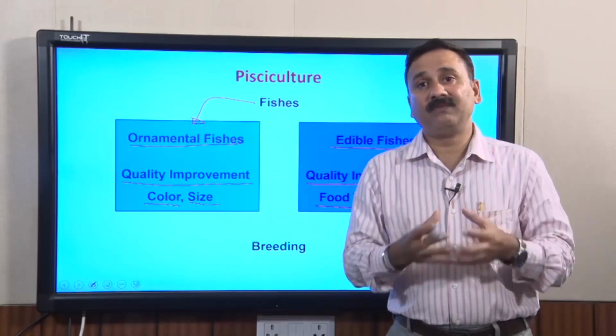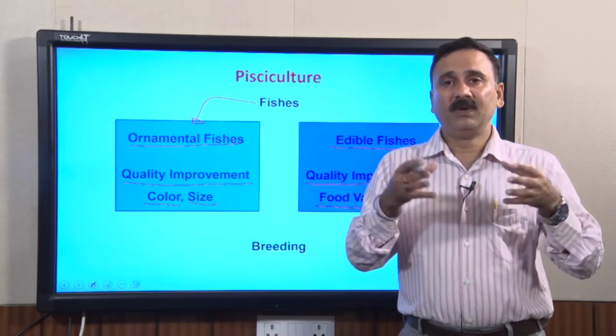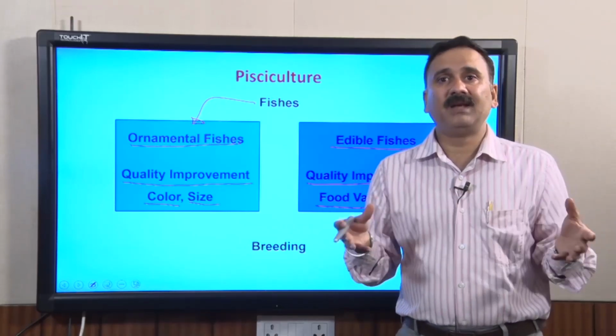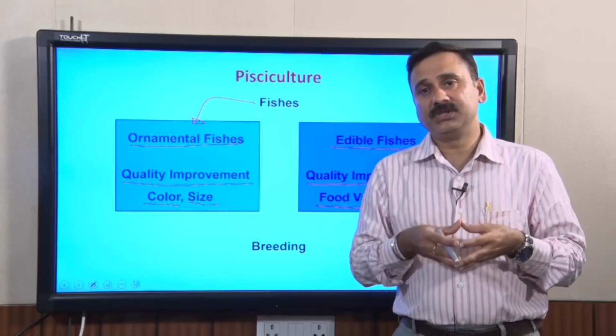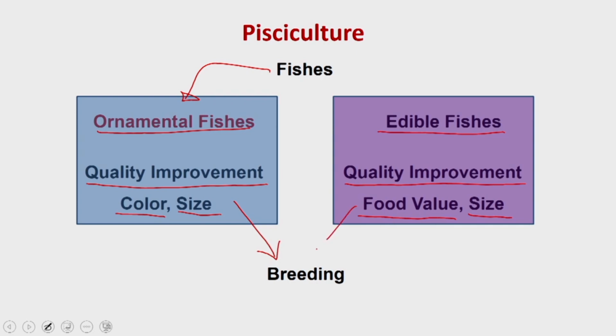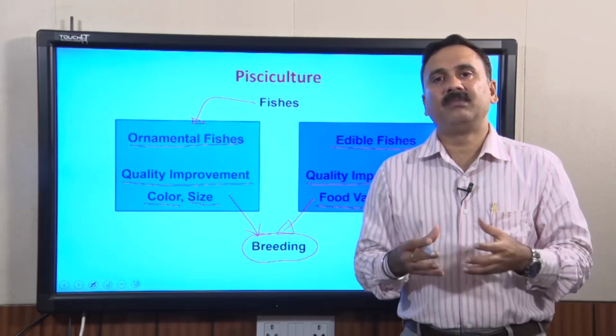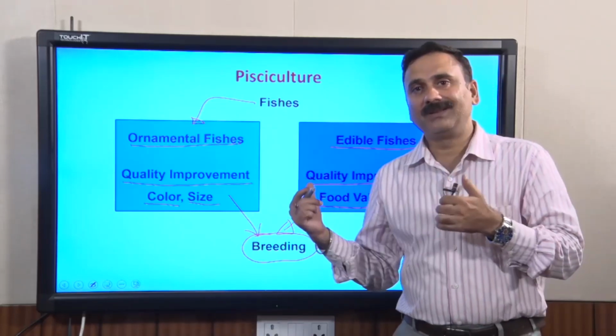Those kinds of modifications are possible only if you have a technology to breed these animals under controlled conditions. So, for both of these aspects, whether you want the antibody, or the ornamental fishes or the edible fishes, in vitro breeding, or breeding in a controlled condition, is the key to supply the desirable features to both of these classes.